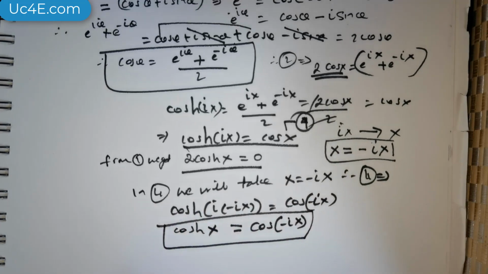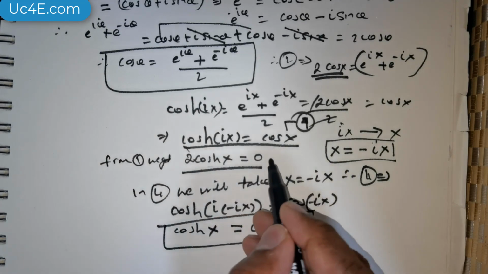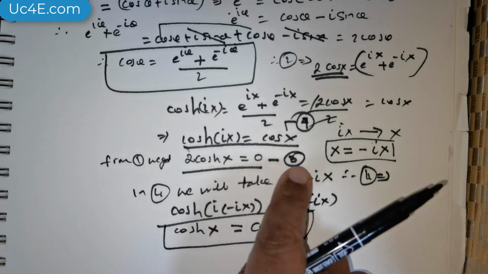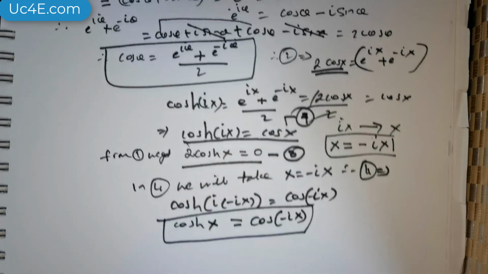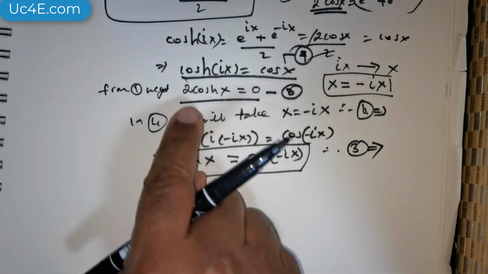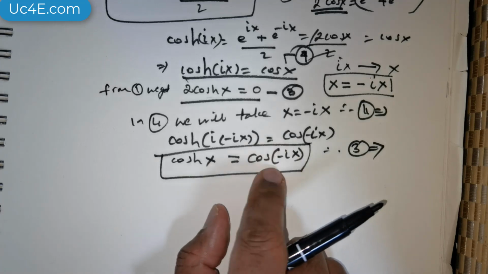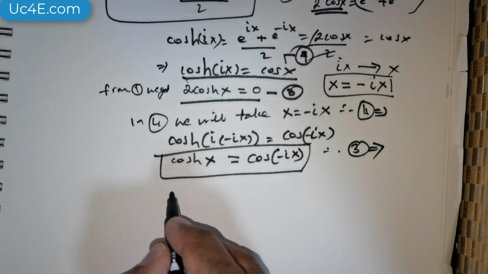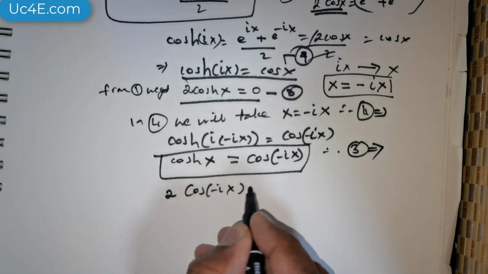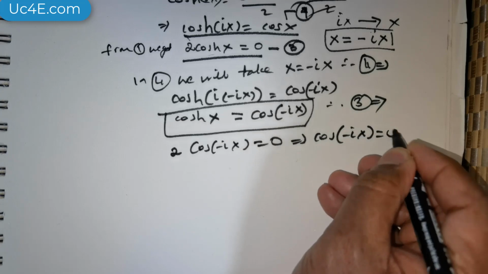Now go back to the question. From 1 we have already got 2 times cos x is equal to 0. Now if I were to take this as say 3, I see that I have not used 3. So I'm taking this as 3. So therefore 3 can be rewritten as, in place of 2 times cos x, I am going to substitute cos of negative ix. So cos of negative ix is equal to 0, which would mean cos of negative ix is equal to 0.